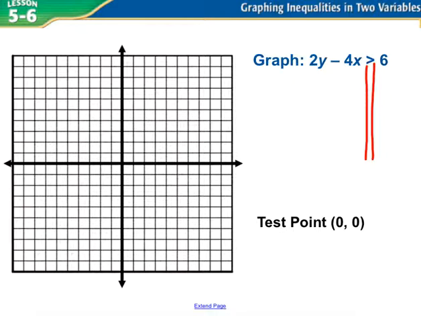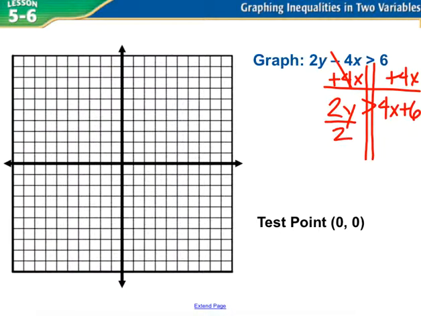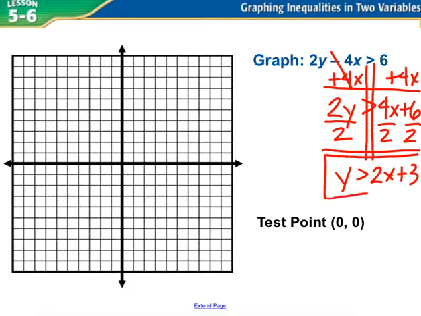If we want to get y by itself, I'm going to add the 4x to the other side. I'm going to bring down 2y is greater than 4x plus 6. Then to get y by itself, I'm going to divide everything by 2. The inequality I would love to see on your first example today is y is greater than 2x plus 3. Circle or square that inequality. That's what we need to graph.